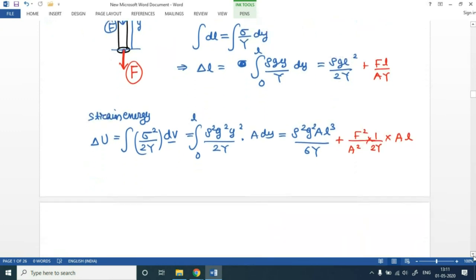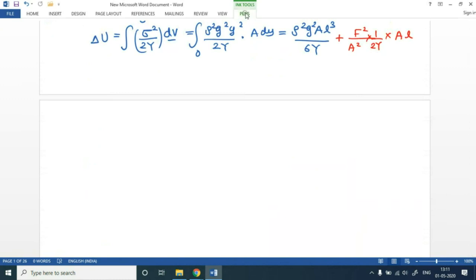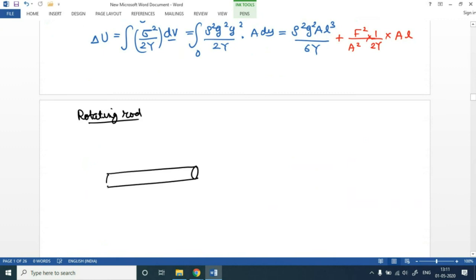Let's look at another interesting case, the case of a rotating rod. Let's say we have a uniform rod, that is a rod of uniform cross section. The cross sectional area is A and its length is L, its density is rho and its Young's modulus is Y. These parameters are given, and this rod is being rotated with angular velocity omega, and we want to find out what would be the elongation in this rod.